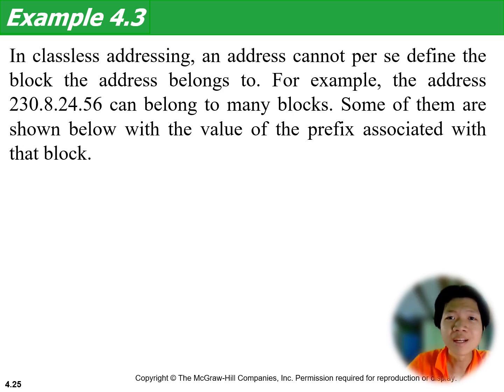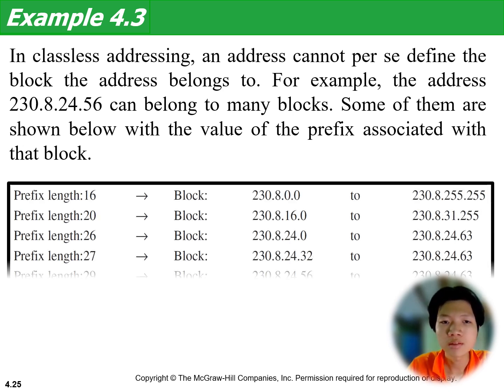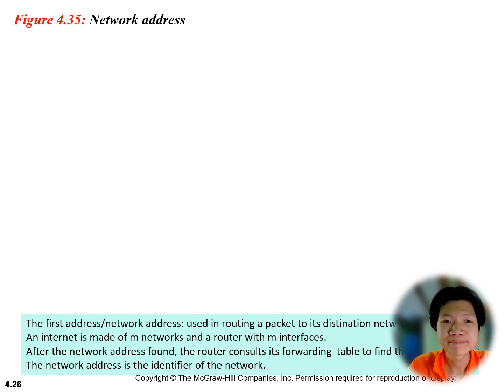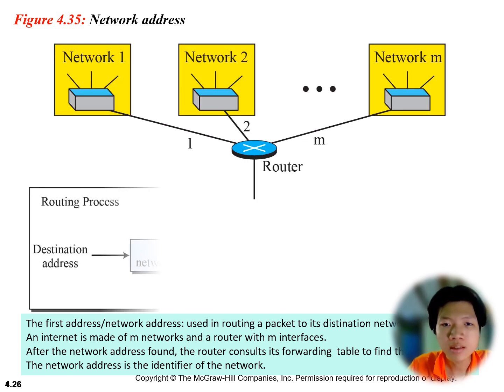For example, the address 230.8.24.56 can belong to many blocks. Some of them are shown below with the value of the prefix associated with that block. Here is a figure of the network address.